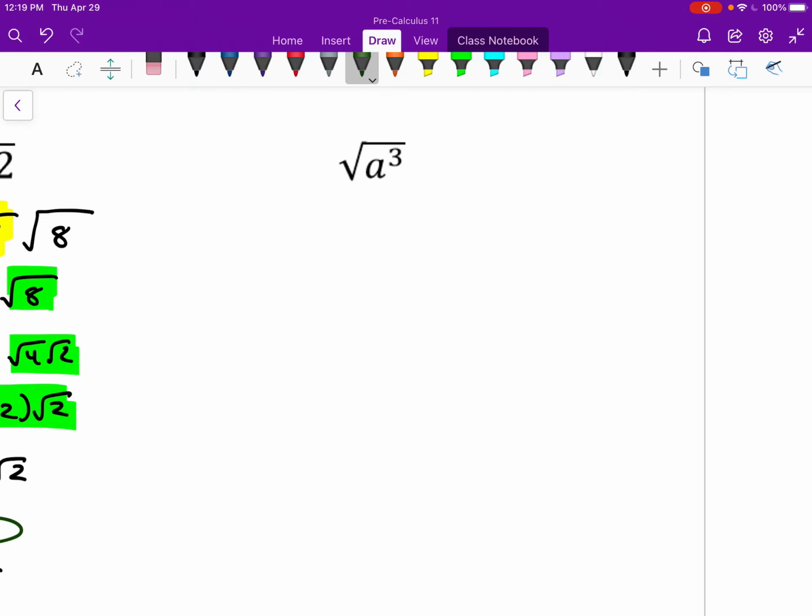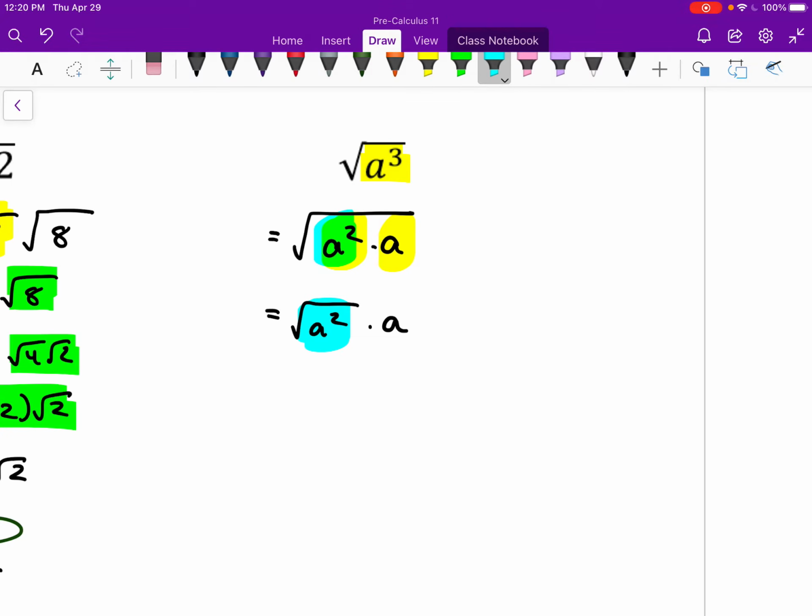So we want to move away from just having constant values to having variables. And so what about the square root of a cubed? Well, same idea. I'm going to break up a cubed this time into factors that are perfect squares. And so a cubed is the same as a squared times a. And a squared is a perfect square, hence we say a squared. Which means I can break this up into the square root of a squared times a. And the square root of a squared is just a. Well, there should be a square root symbol right there.